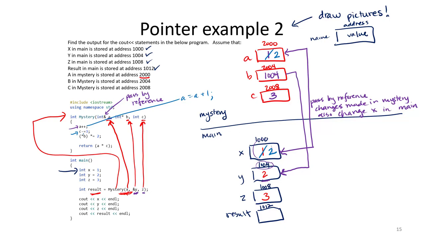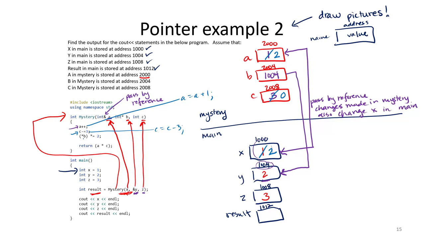Next line of code, c minus equals 3. That's the same as writing c equals c minus 3. Well, we're going to take our value 3. Now c is 0, because 3 minus 3 is equal to 0.